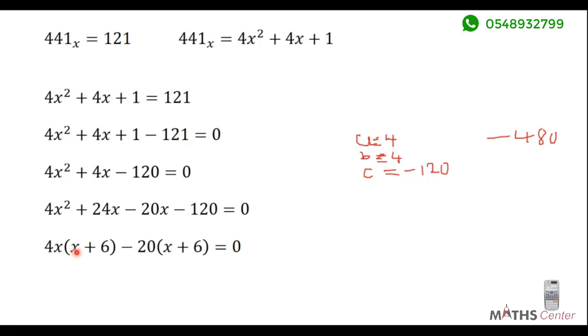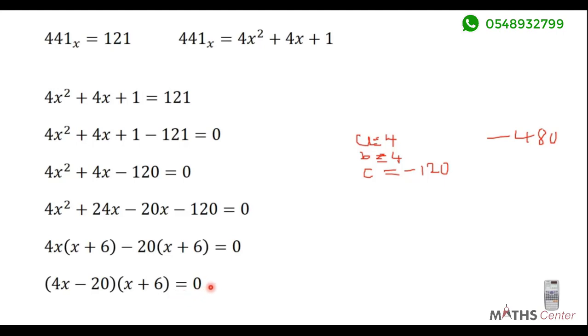So we now have x plus 6 in this bracket, x plus 6 in that bracket. So we pick one of them, then you pick the ones outside the bracket. So we have 4x minus 20 in one bracket, then x plus 6, you pick one of them, is equal to 0. Now we can see from here that we have 4x minus 20 in one bracket, then x plus 6 in another bracket, and they are all equal to 0.